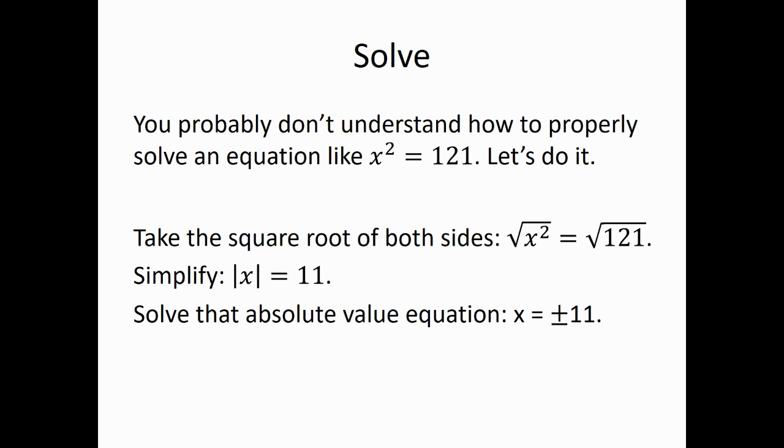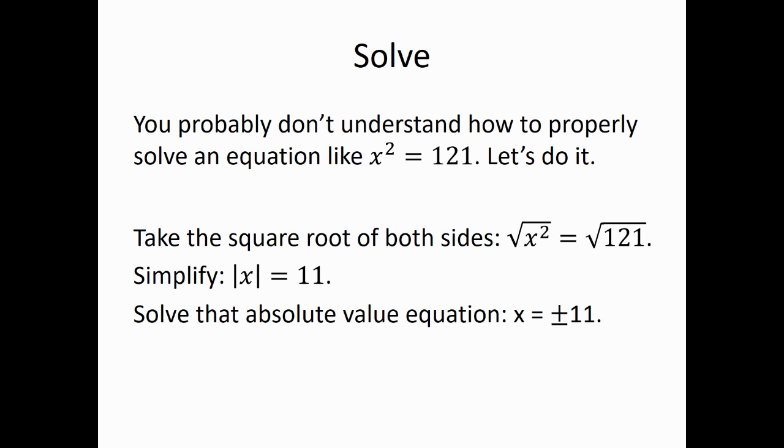We initially take the square root of both sides, so we get the square root of x squared is equal to the square root of 121. Now, as for the left side, the square root of x squared is not just x, that's the absolute value of x. And the right-hand side, the square root of 121, the principal square root of 121, is 11. So what we get then is that the absolute value of x is equal to 11.